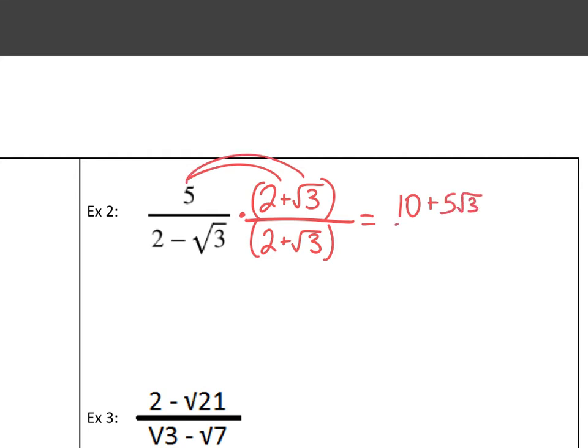Perfection. On the bottom, we know that our middle two terms are going to cancel out, so I'm just going to worry about the outsides and the insides. 2 times 2? Negative square root of 3 times positive square root of 3. Negative square root of 9. And that becomes just a negative 3, right? You with me?